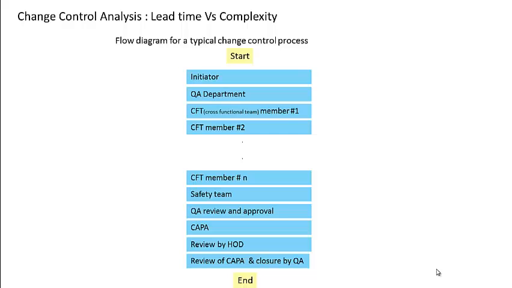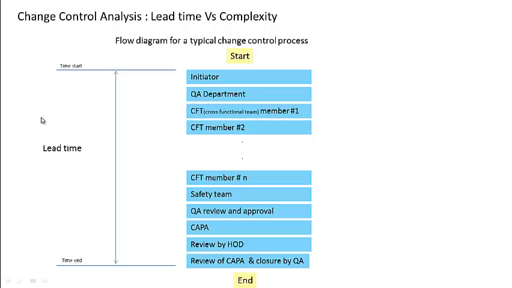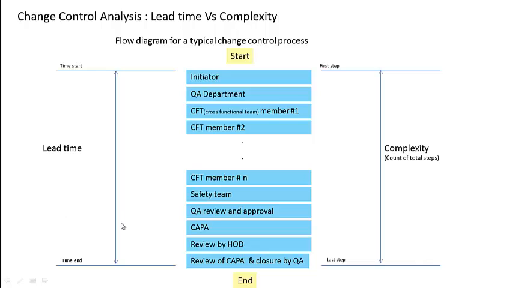So this was what we saw as the overall flow diagram. For our further analysis, we calculated the time from the start of a change control request to the end, and we called it lead time. Then we also calculated the number of steps. Say, for example, here we see 1, 2, 3, 4, 5, 6, 7, 8, 9 and 10. So I would say the complexity of this particular change control is 10.